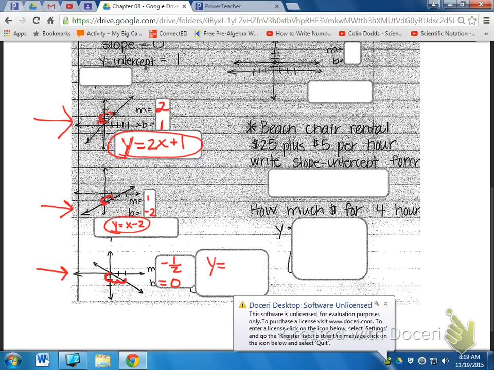Close. We want to say 1/2 x? No. What do you want to say? Y equals negative 1/2 x. Do we need to say plus 0 on the end? Nope. So this one is y equals negative 1/2 x, and that would be it. There'd be no need to write plus 0 on the end. All right, questions about those?